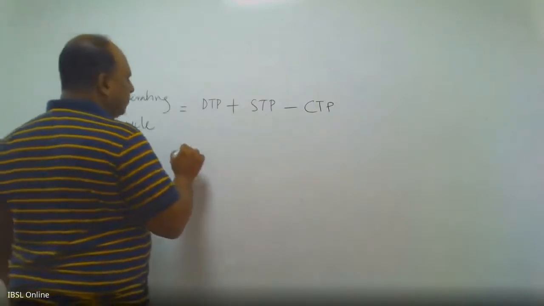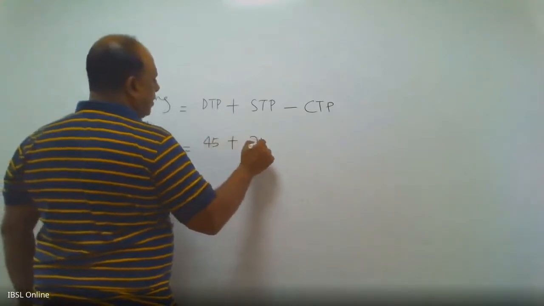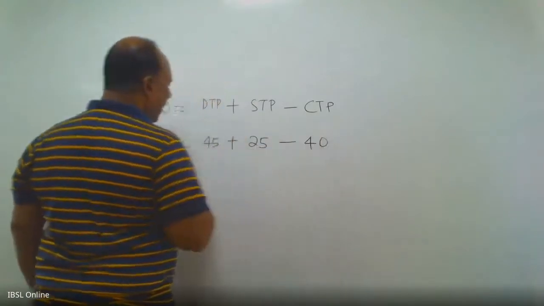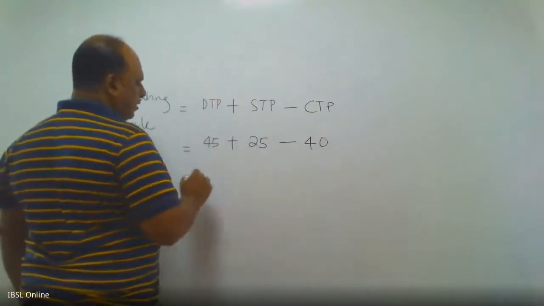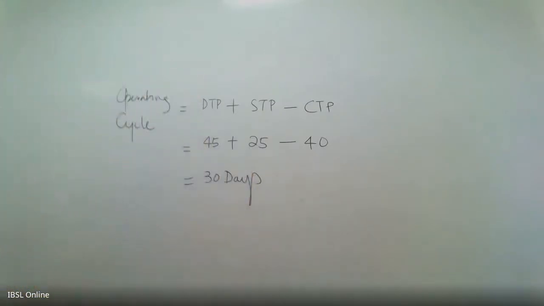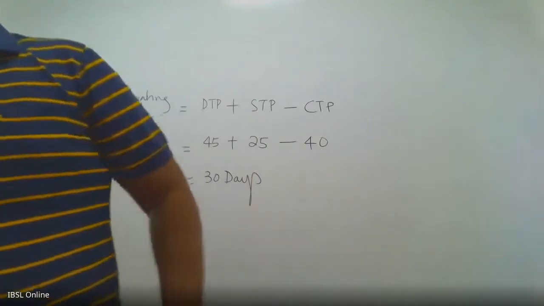So effectively, if you say your debtor turnover period is 45 days, stock turnover period is 25 days, and creditors turnover period is 40 days, means effectively your operating cycle is 30 days. So what do you mean by that? This is the time period that you take from the point of purchasing raw materials, going through the production stage of your goods, up to the point of collecting money from the debtor. Okay.